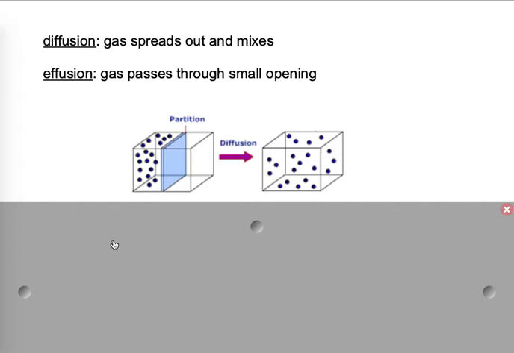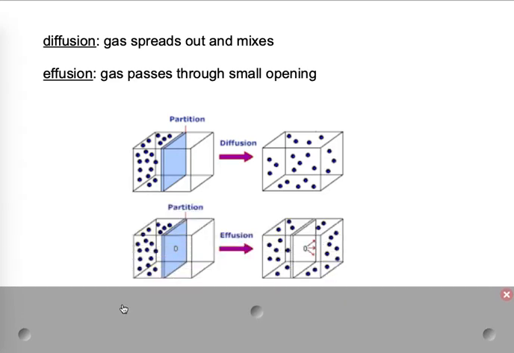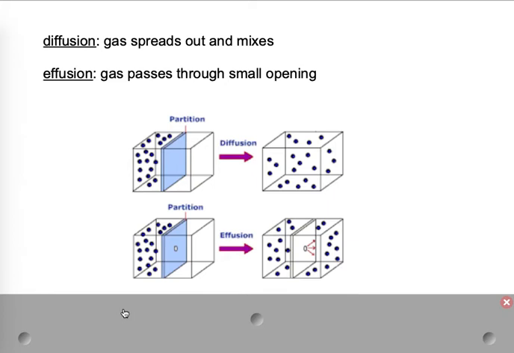Now you may be asking yourself, what is the difference between diffusion and expansion? And the answer is not a whole lot. Expansion normally refers to expanding into a vacuum. Diffusion sometimes refers to mixing with other gases. The distinction is not that important. Effusion, on the other hand, is a similar experiment in which instead of removing the partition, I open a tiny, tiny hole in the partition and I observe the gas particles eventually pass through the hole.